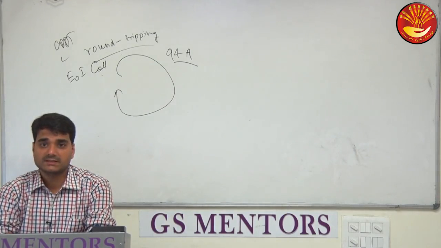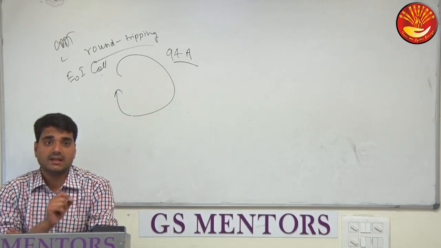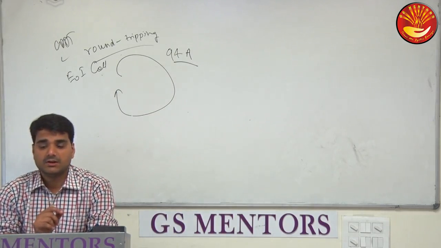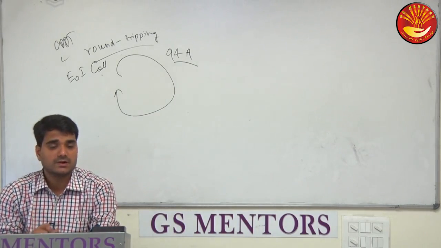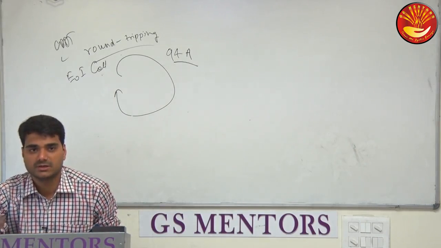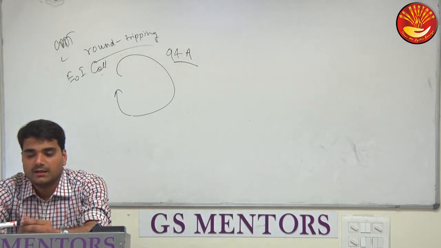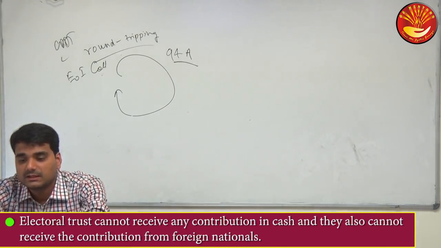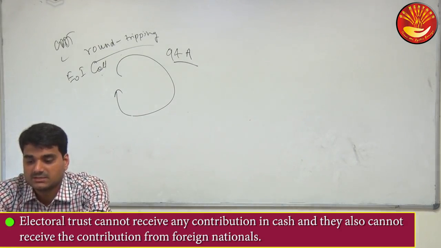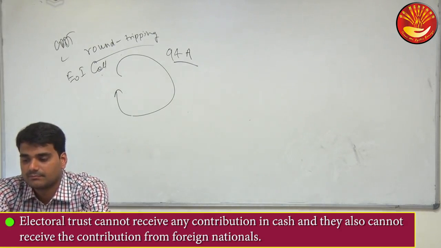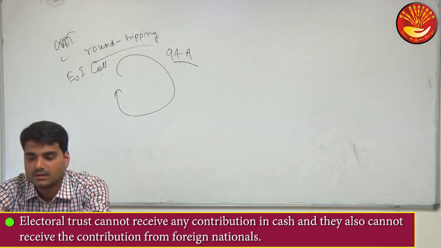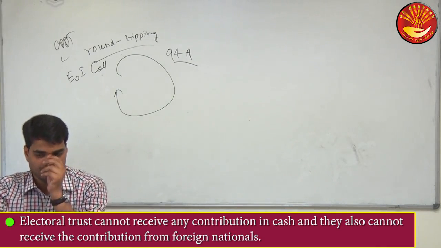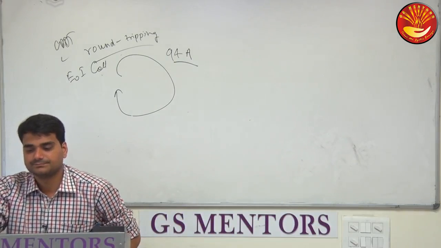So another important thing is that these electoral trusts cannot receive any contribution in cash. Electoral trusts cannot receive any contribution in cash, and along with that, they cannot receive contributions from foreign nationals. Not in cash and not from foreign nationals.